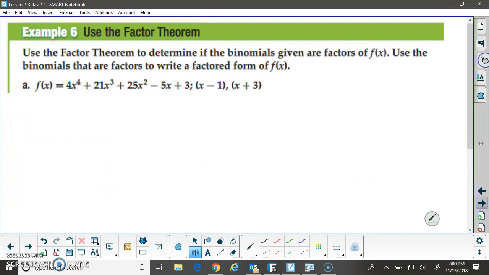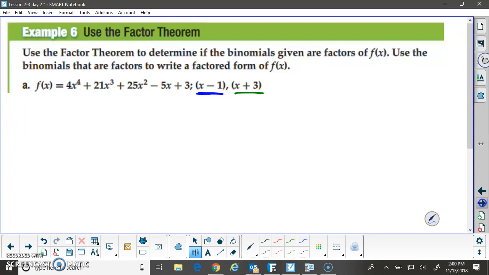So the last type of problem says, use the factor theorem to determine if the binomials given are factors of the function. So I need to say yes or no on this factor. Well, the easiest way to do that is to divide and see if you get 0 for a remainder.